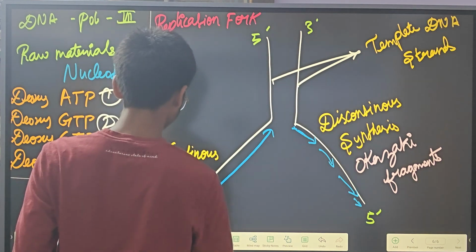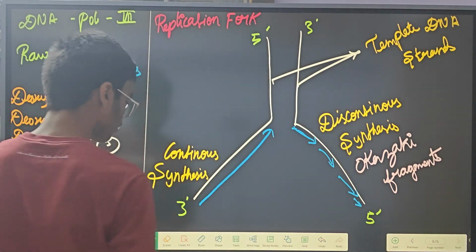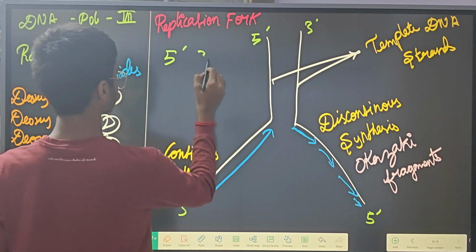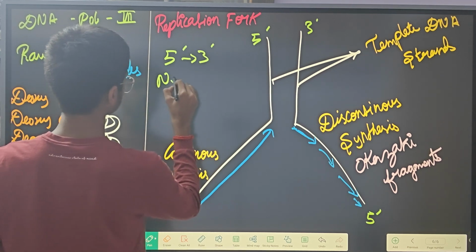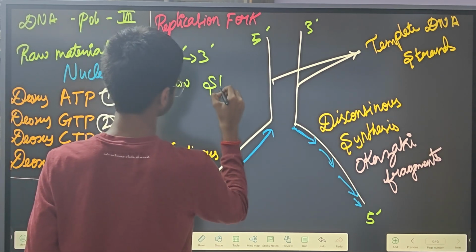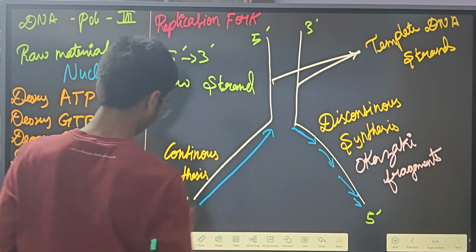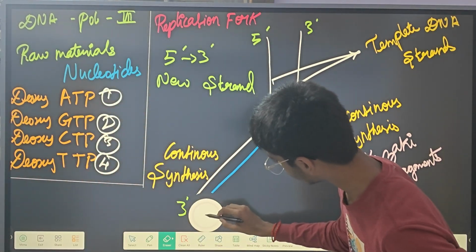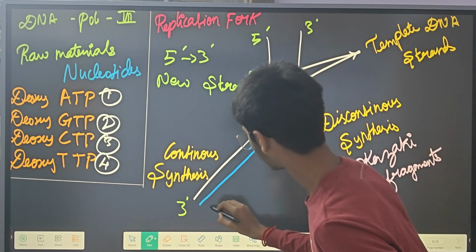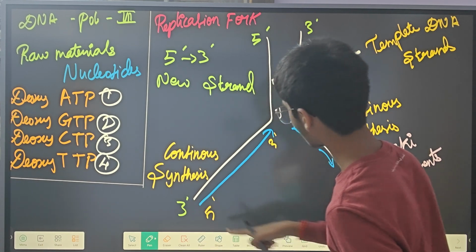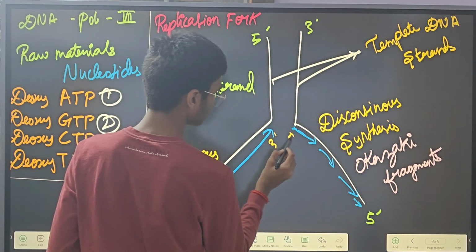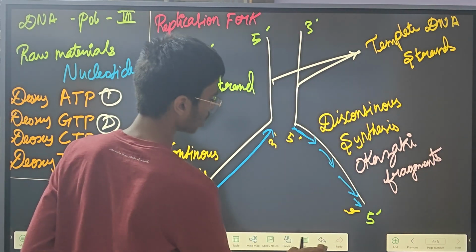And also the golden rule, I'll be writing the golden rule again: from 5' to 3' only the new strand will be formed. Now you can get a confusion. For this DNA, this is 5' and here this is 3', and from here only it starts. So for this Okazaki fragment, it is 5' and 3'. Always remember this.